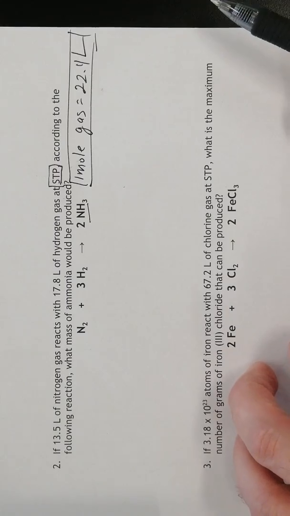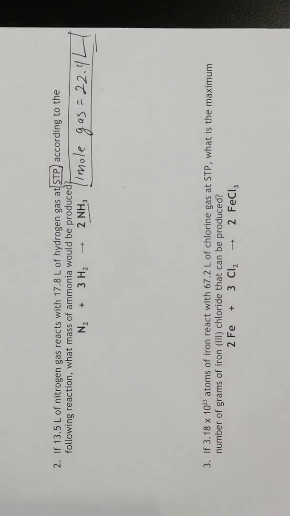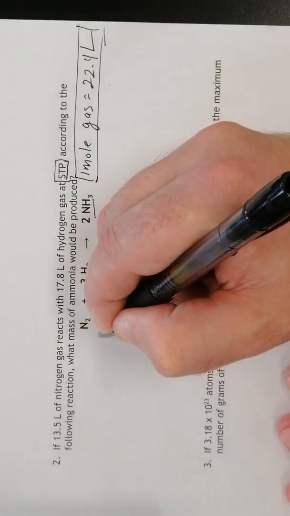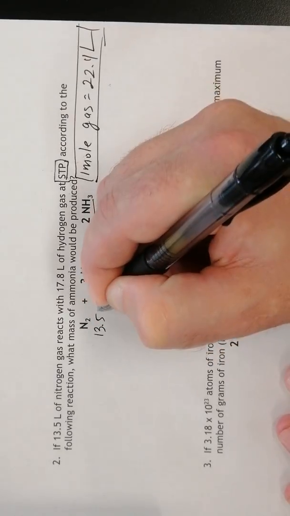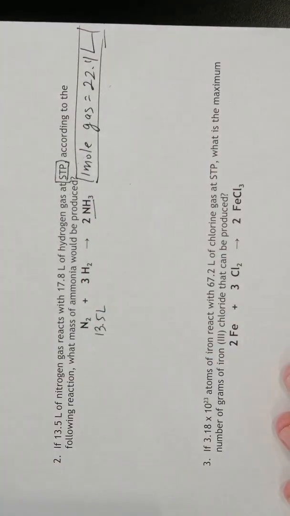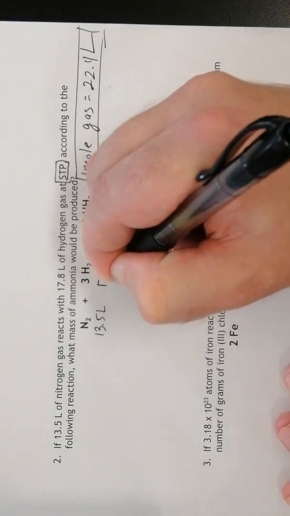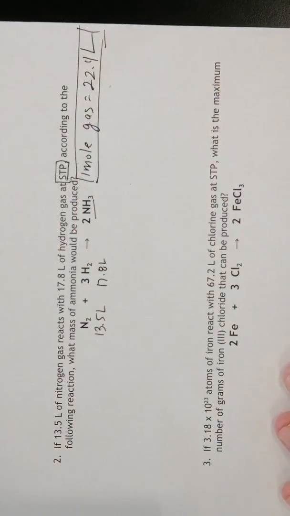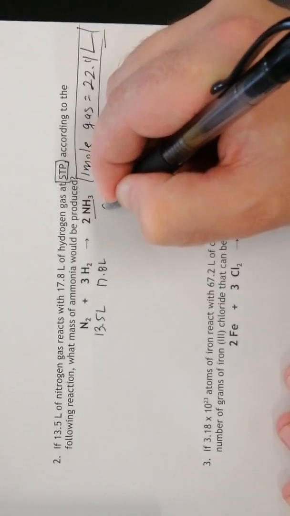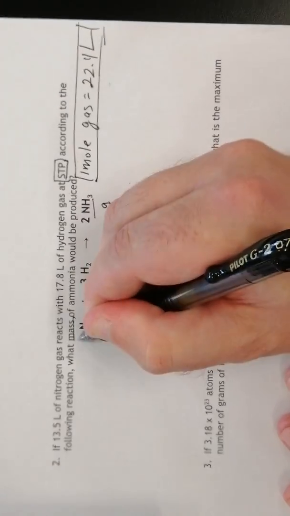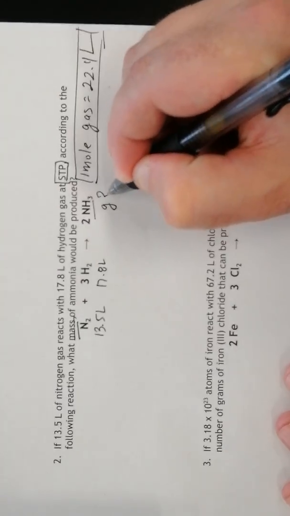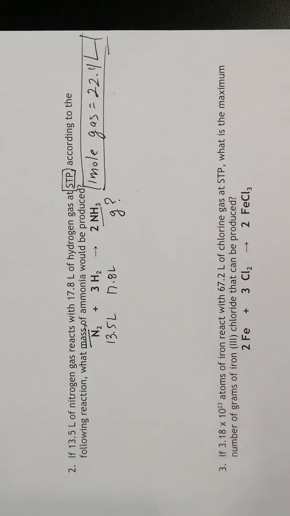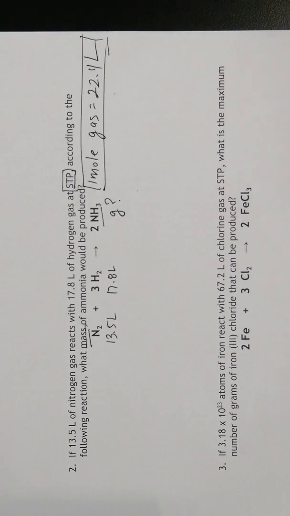So again, we need to see what's the maximum amount. So we have to go through each part. So we're being told, and sometimes I like to write it underneath what I'm being told, I've got 13.5 liters of nitrogen. I have 17.8 liters of hydrogen gas. And I want to know what mass. Mass is in grams. We don't want to know the volume, we don't want to know in liters. We want to know in grams.